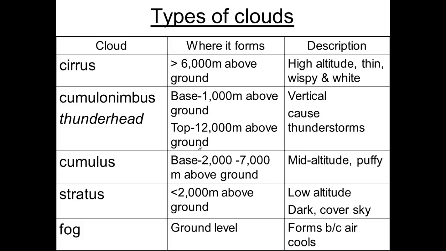Stratus clouds are low-altitude clouds that are often seen less than 2,000 meters above the ground. Stratus clouds are low-altitude clouds that cover the whole sky. They look dark because little sunlight gets through the layer of clouds.